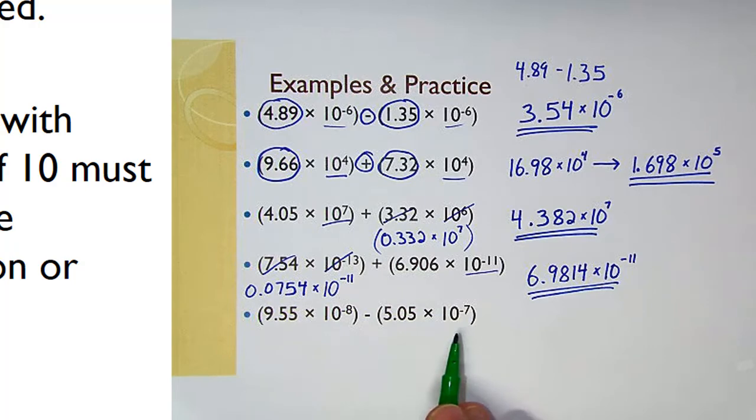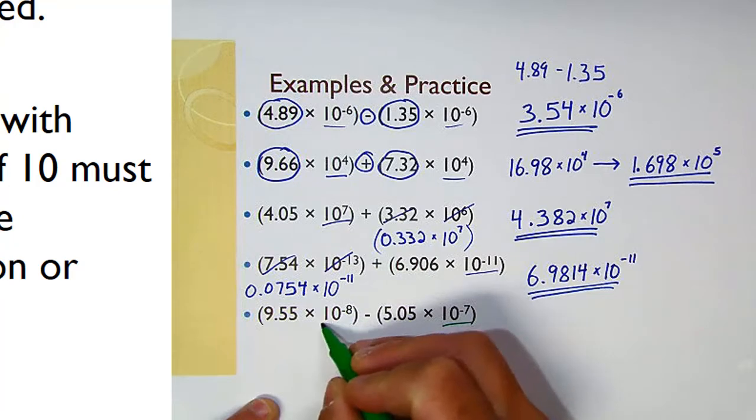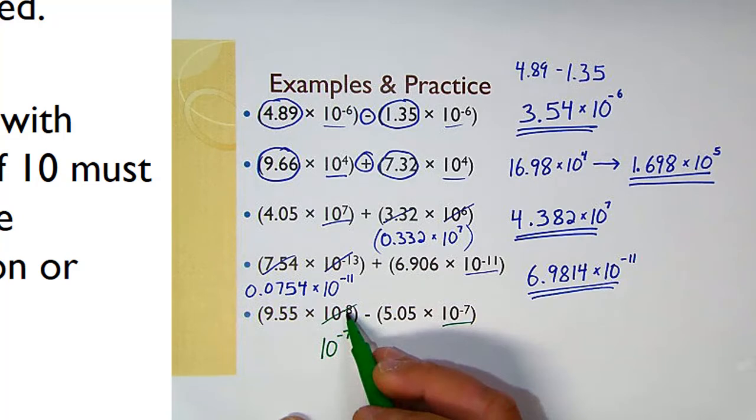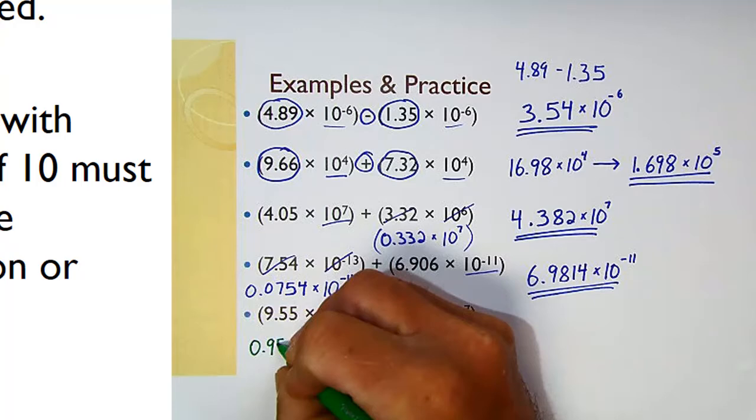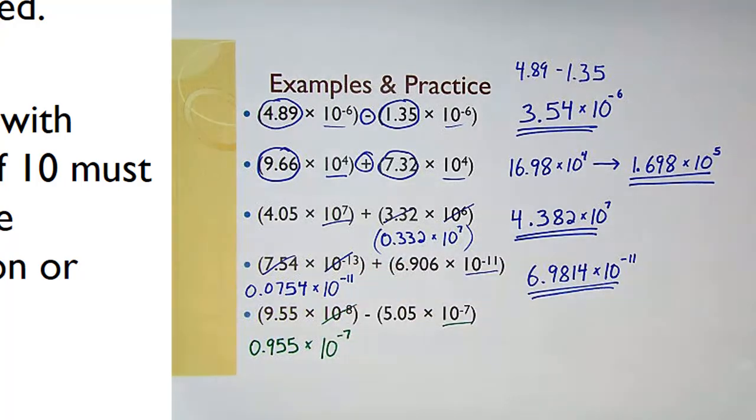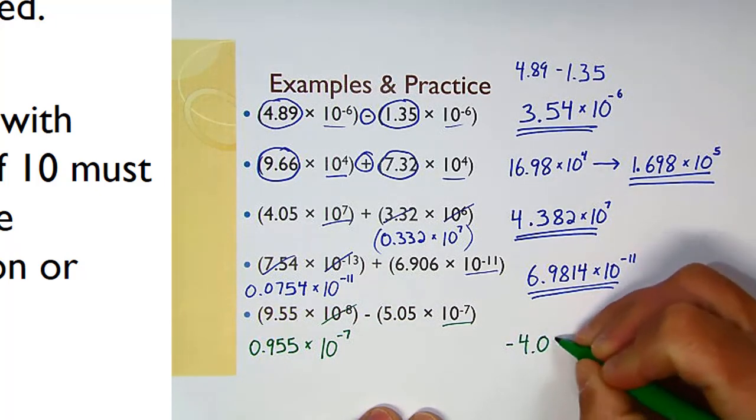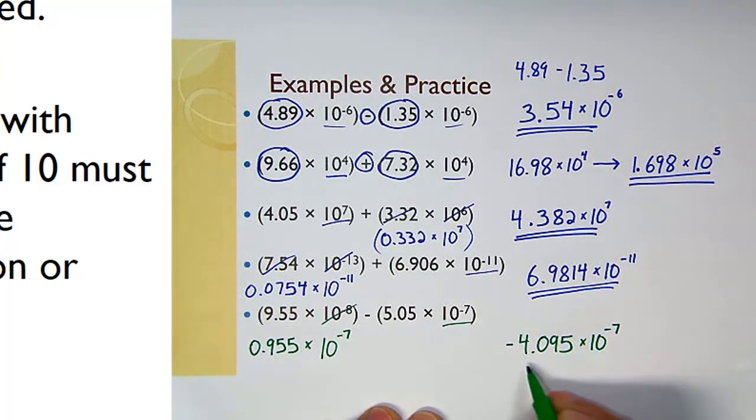Okay, the powers of 10 do not match, and we want to go to the bigger power of 10. Negative 7 is the bigger power, so that means we need to change 10 to the negative 8 to become 10 to the negative 7. Since that's going up one spot, this has to go down one spot. That means it's 0.955 times 10 to the negative 7th. Now our powers of 10 match, and we can subtract. We have 0.955 minus 5.05. That leaves us with negative 4.095, and those are now 10 to the negative 7ths.